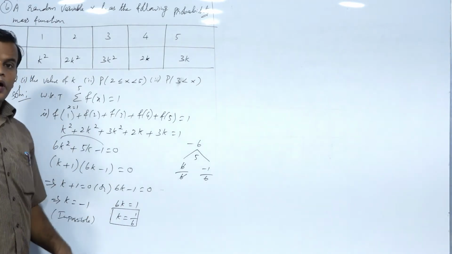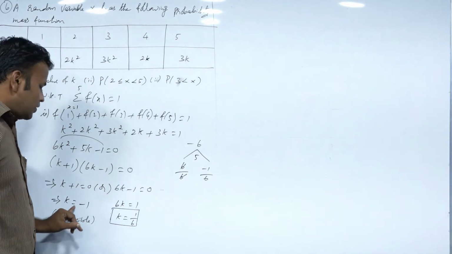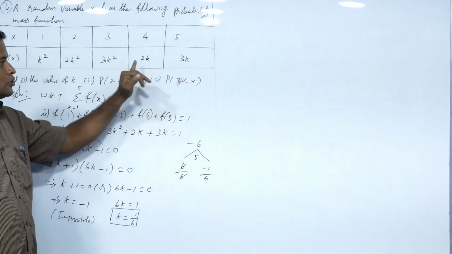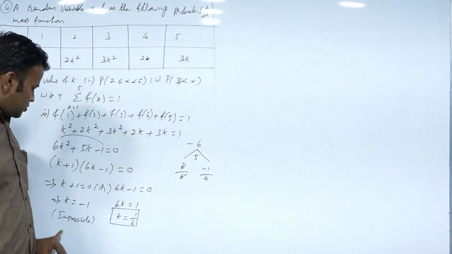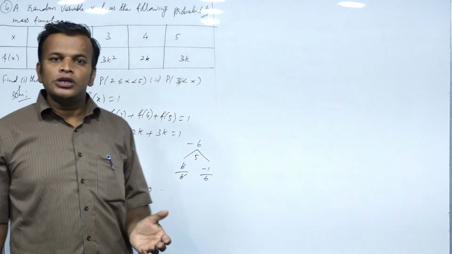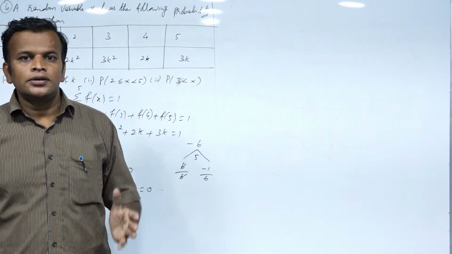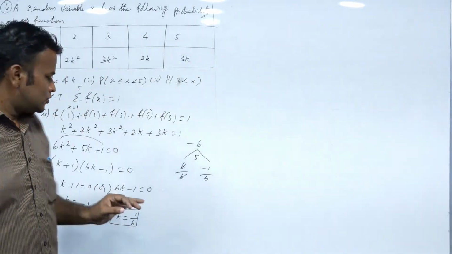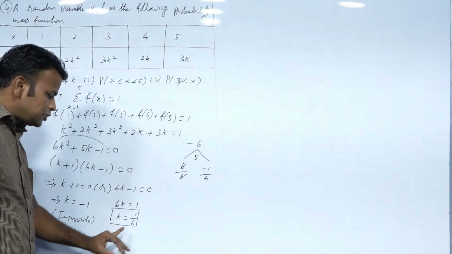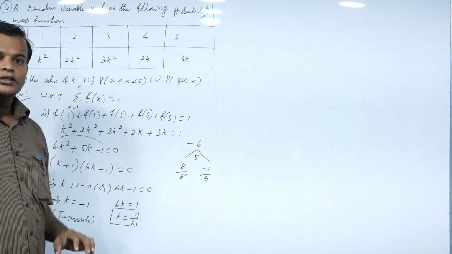The value of k as minus 1 is impossible. Why? Because this k value contains some probability values. Here no problem, all are positive. Suppose we substitute here, 2 of minus 1 is minus 2. Is any probability value possible in minus? No. All probability values lie between 0 and 1. So that's why a negative value of the probability is impossible. This value of k is possible. So the first answer is 1. The value of k is 1 by 6.